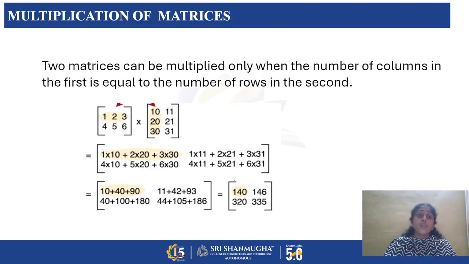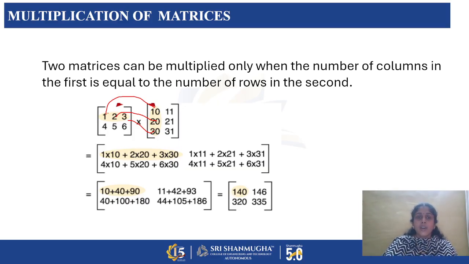Now, multiplication of two matrices. How do we multiply two matrices? Two matrices can be multiplied only when the number of columns in the first is equal to the number of rows in the second. So this can be done only based on this concept. Here the number of rows is 2 and the number of columns is 2. So how do I do it? 1 into 10 plus 2 into 20 plus 3 into 30. This will constitute my first element.